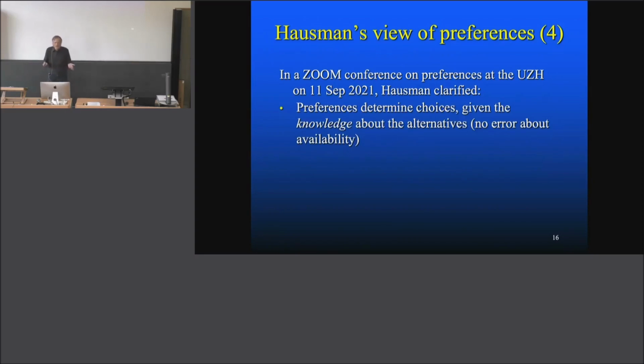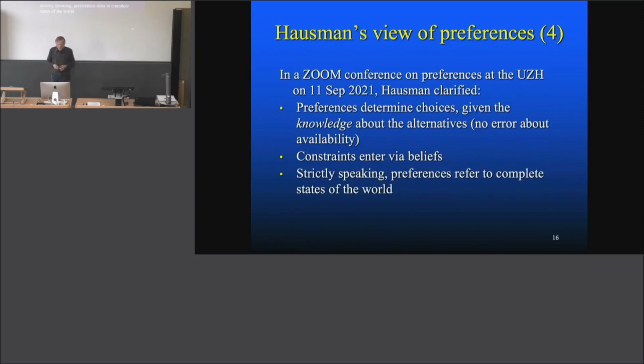And that's, of course, again, clear. If there's no error involved, then, of course, the belief component doesn't play a role, because everything is true. So if you have the knowledge about the alternatives and no error, then preferences determine choices. The constraints enter via beliefs. So the constraints don't enter themselves, but only via beliefs. This is also unclear in his original article.